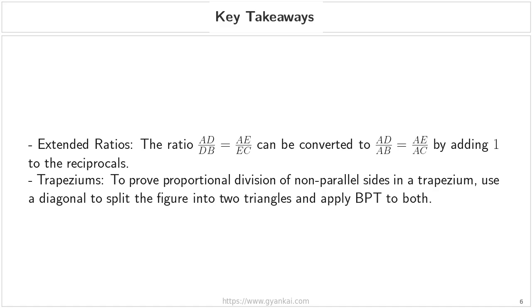Second, when dealing with trapeziums. As we saw in our second major application, BPT cannot be applied directly to a four-sided trapezium. Instead, your strategy should be to draw a diagonal to split the figure into two separate triangles. By doing this, you can apply the theorem to both triangles and use a shared ratio to prove that the non-parallel sides are divided proportionally.